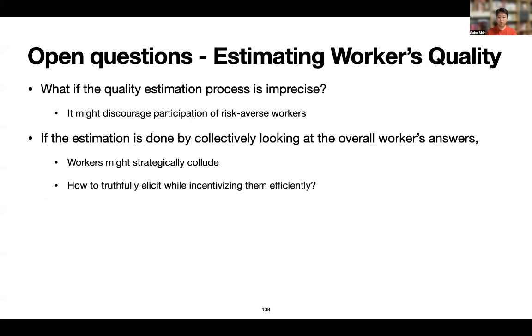And next, we have assumed that the requester can exactly estimate the worker's quality to pay them a quality-based payment in an ex post manner. But if this estimation process is imprecise, then it again might discourage the participation of risk-averse workers. On the other hand, if the estimation is done by collectively aggregating the participants' answers, then they might strategically collude to increase their own payoff. And then the requester might also need to consider how to truthfully elicit the answers while incentivizing them efficiently.